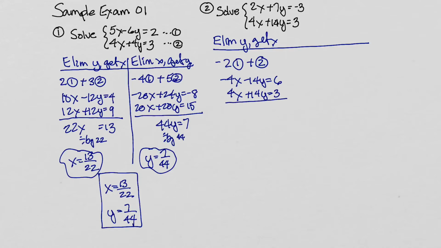And when we add these together, the x's are gone, the y's are gone, and we end up with this statement here that 0 is equal to 9, which of course is false. And that means that these two lines are parallel. So we have that line 1 is parallel to line 2, and what that means for us is no solution. But that's what we expected to begin with.